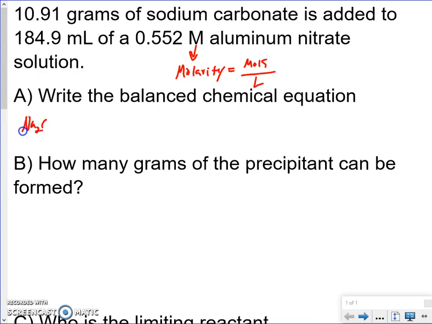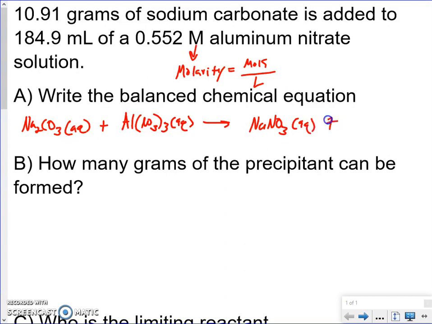We have sodium carbonate, which is going to be aqueous once it dissolves, being added to aluminum nitrate, which is aqueous because it's told us a solution. That's going to form sodium nitrate, which is aqueous according to our solubility rules, and the one that's important, aluminum carbonate, which is not aqueous. He is our solid, so he is our precipitant. Remember, our precipitant is going to be our solid product that is being formed. So we use our solubility rules, figure out who the solid is, bam, there's our precipitant.